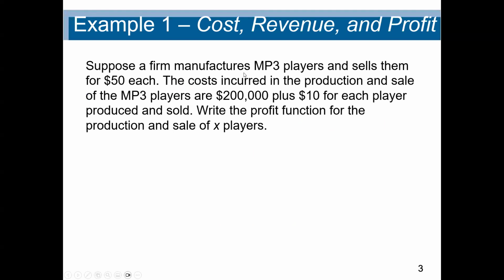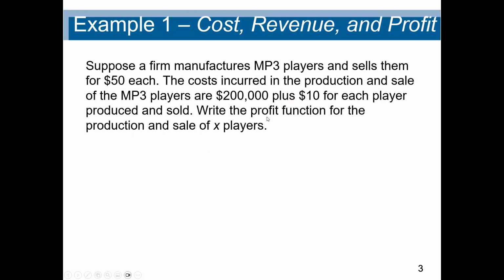Suppose a firm manufactures MP3 players and sells them for $50 each. The costs incurred in the production and sale of the MP3 players are $200,000 plus $10 for each player produced and sold. Write the profit function for the production and sale of X players.